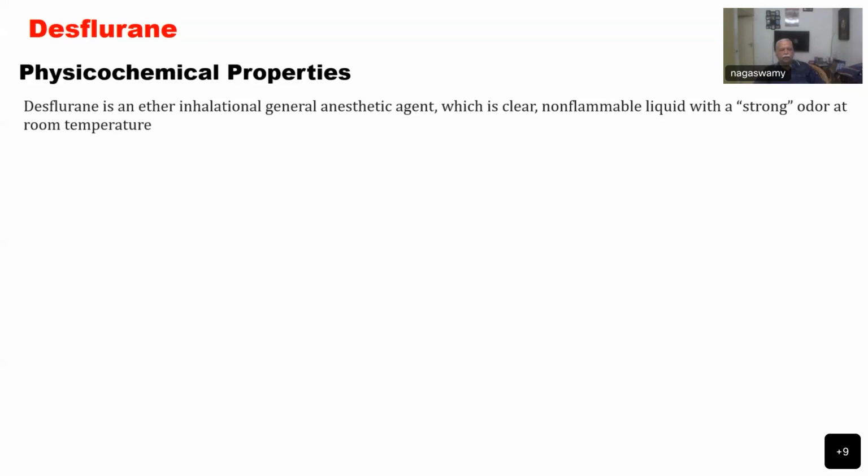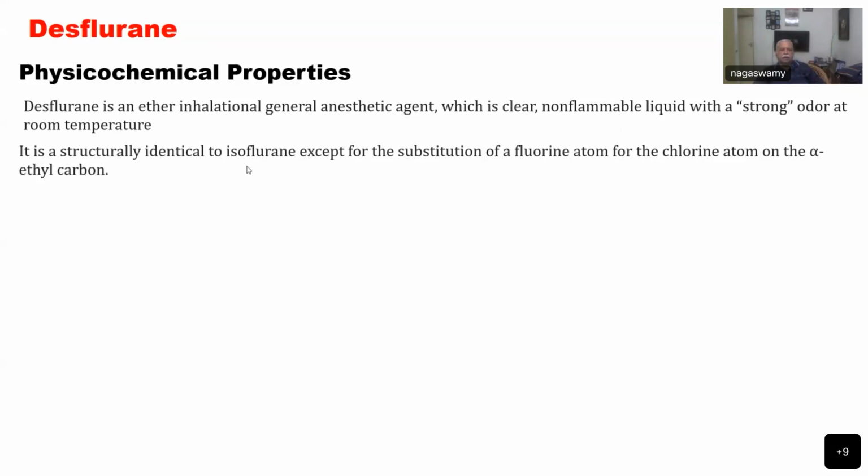Then isoflurane came into the market. Then sevoflurane came. Then desflurane came. But they are all derivatives of the original agent ether, which is a clear, non-inflammable liquid with a strong odor at room temperature.